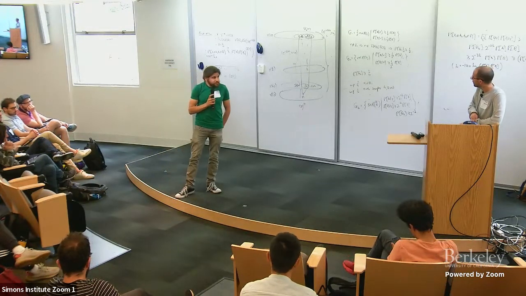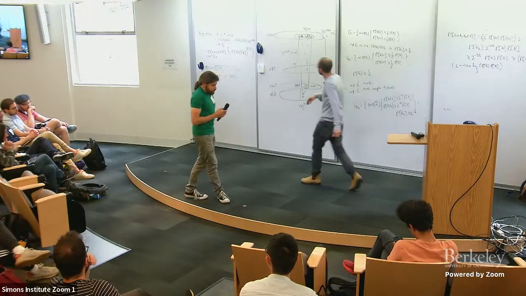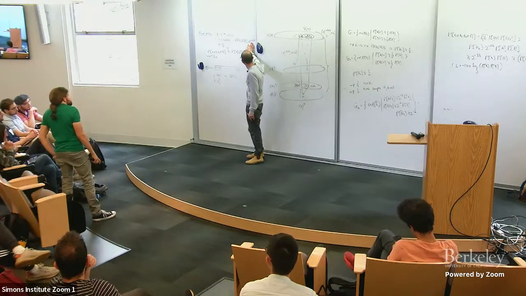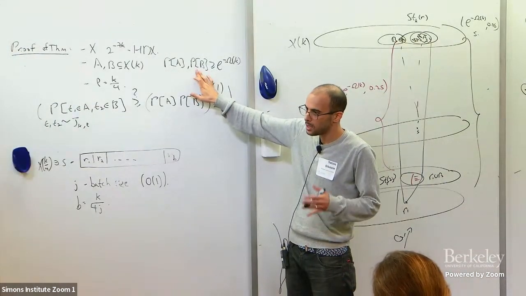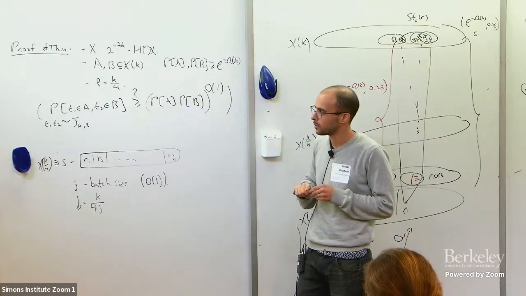Yeah, maybe I'll just mention, for the last minute, that this requirement is actually also necessary. You can show a not very complicated counterexample where A and B have size 2 to the minus k, and they have no edges between them. So it's as far as you can go.